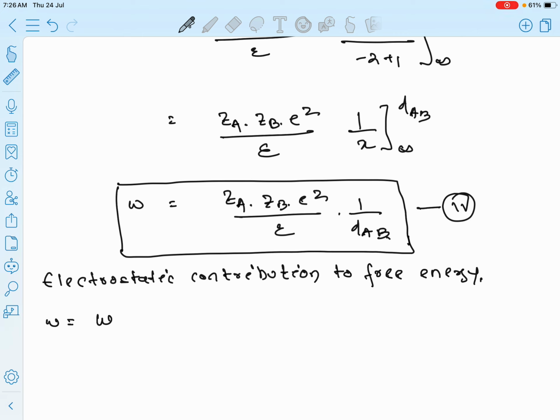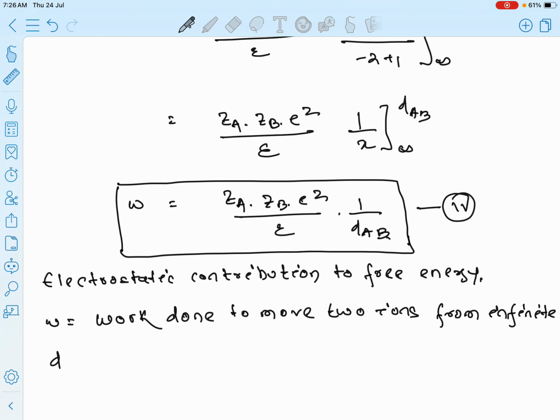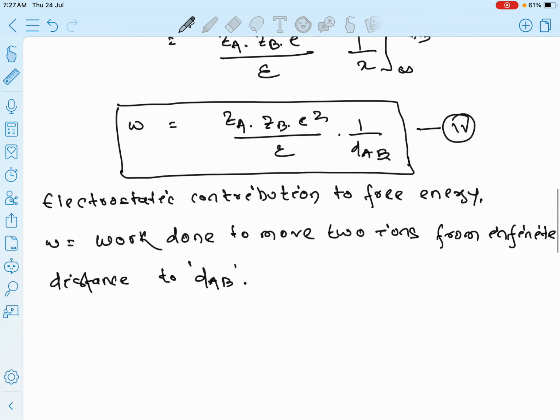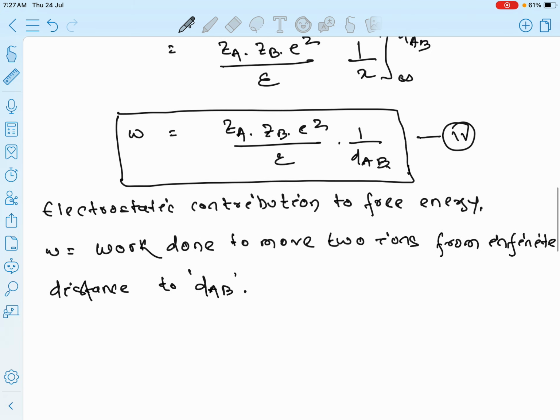W here is the work done to move two ions from infinite distance to dab distance. So here the expression can be positive or negative, depending upon the nature of za and zb.